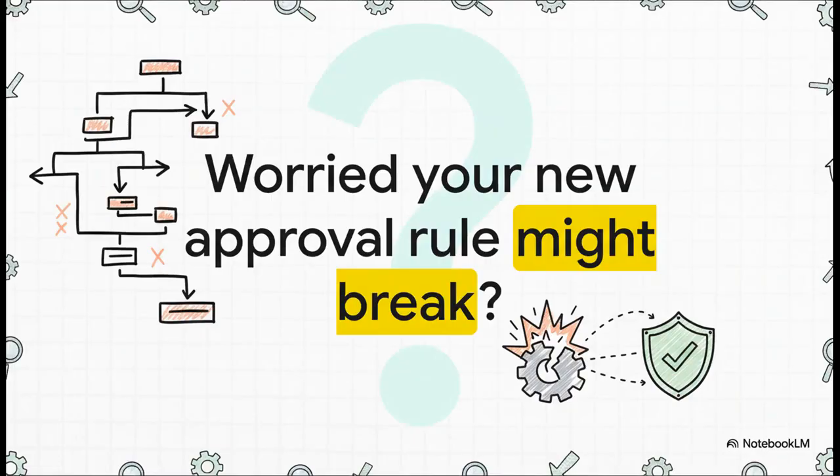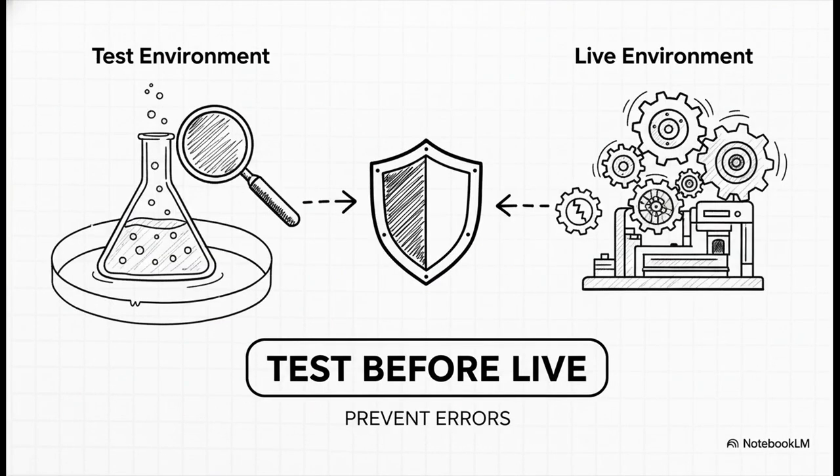You know how it is. You spend hours, maybe even days, carefully building out a complex approval flow. It's perfect. But right before you hit that button to push it live, that little voice in your head pops up. Wait, what if this breaks something? It's a totally valid fear, and that hesitation can really slow things down. But what if you could just get rid of that risk entirely?